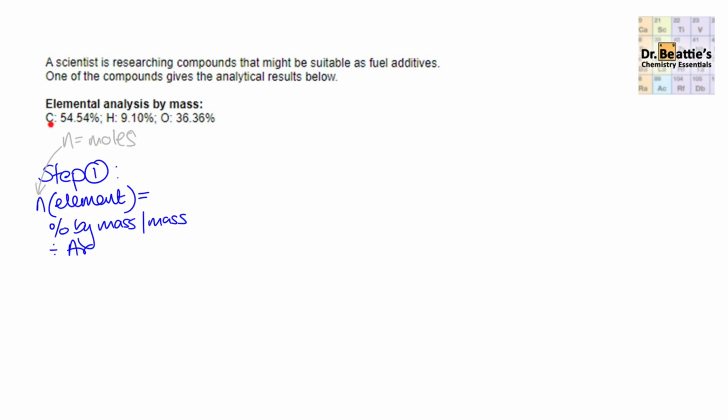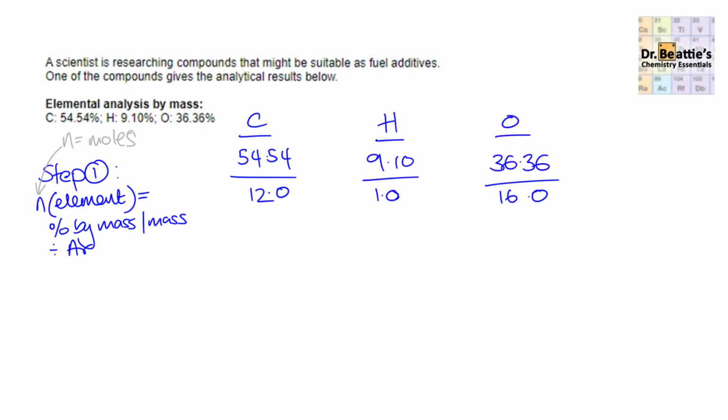Here we've been given that carbon has 54.54% of the sample containing carbon, and its atomic mass, as found on the periodic table, is 12.0. Same for both hydrogen and oxygen too. You just calculate each of these. Now you can see similarities here, it's basically just mass divided by Mr. So n equals m over Mr.